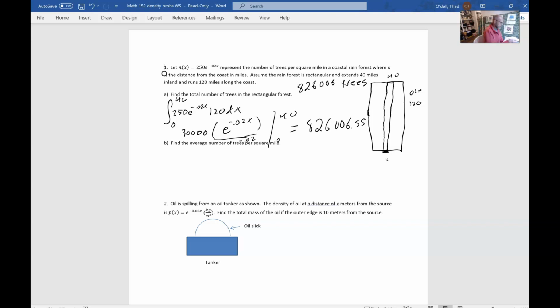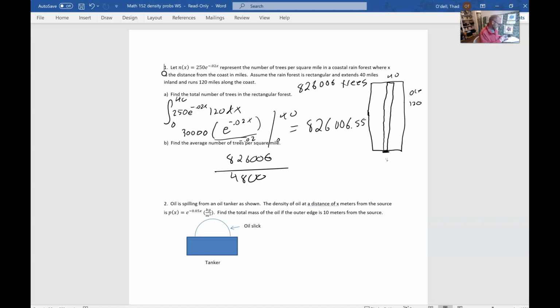Now the second part says find the average number of trees per square mile. Well, that's pretty easy. We just take the total trees, 826,006, and divide that by the square mileage, which is what? 40 times 120. That's 4,800.